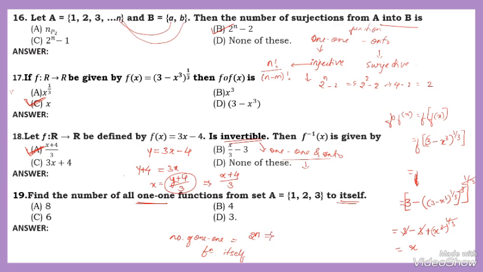How many elements are present in A? There are 3 elements. So we have to multiply 3 into 2, that is 6. The answer is option number C. The answer is 6.